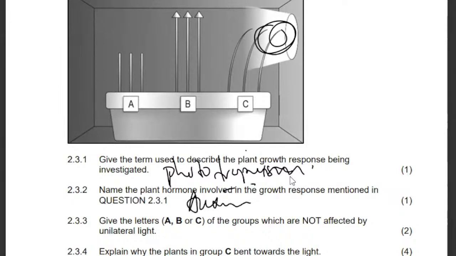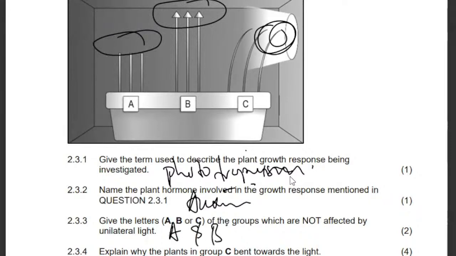And then give the letters A, B, or C of the groups which are not affected by unilateral light. Which letters are not affected by unilateral light? In this case, you're going to look at B because of the covered meristem, and then A because the tip was removed. So this is A and B.